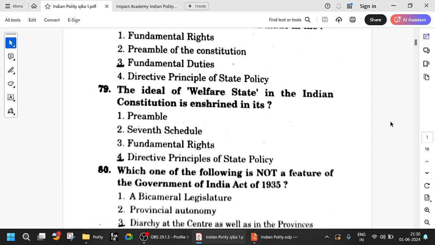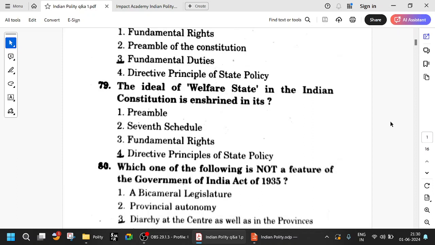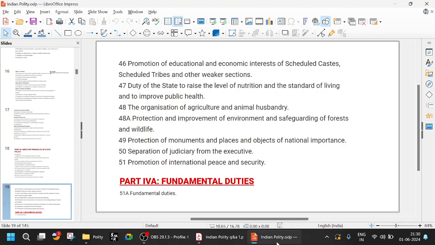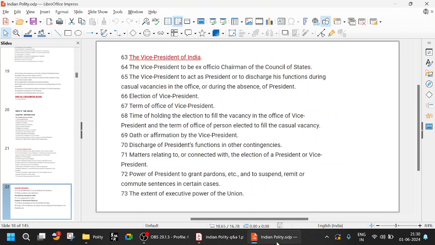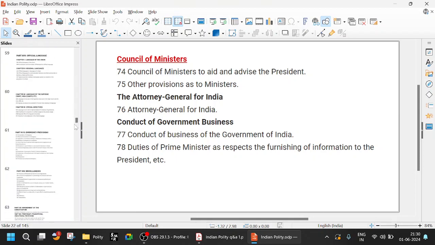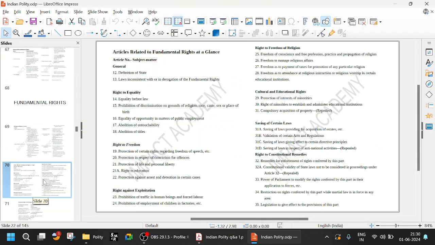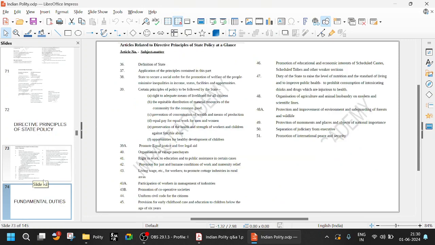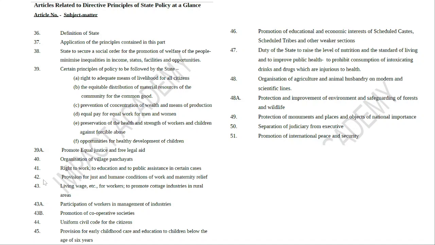So the ideal of welfare state in the Indian Constitution is enshrined in the directive principles of state policy. So what do you mean by welfare? If you look at the directive principles of state policy, basically all these free legal aid, participation of workers, and all these things come under the directive principles of state policy. All these things you have to remember, including each and every article.